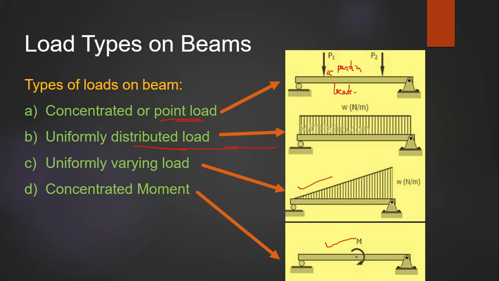But what is happening with the uniformly distributed load? In case of a uniformly distributed load, the load is distributed over the length. Don't be mistaken by this diagram over here. This uniformly distributed load can act anywhere, somewhere between the two supports over a small length. Anywhere it can be.